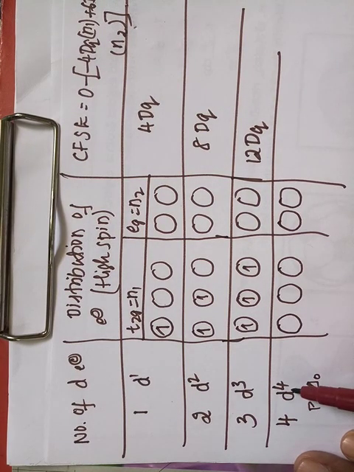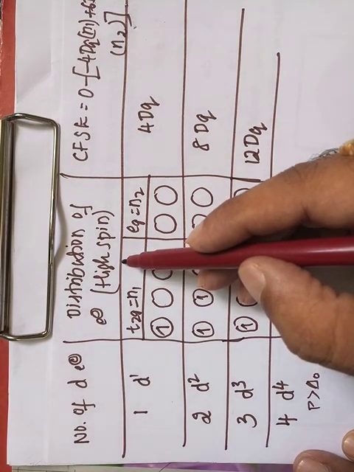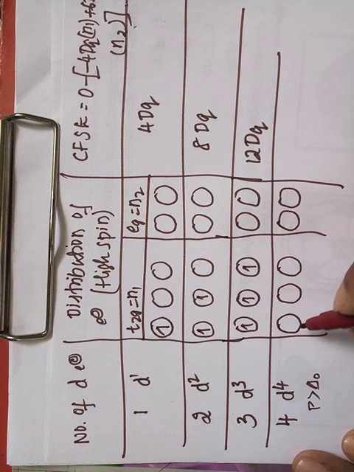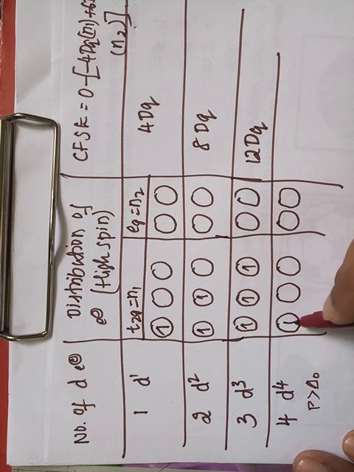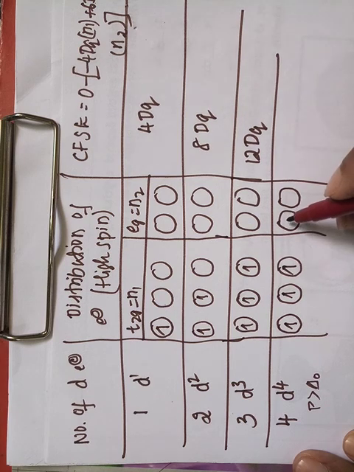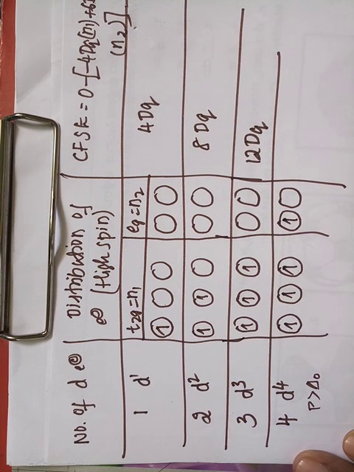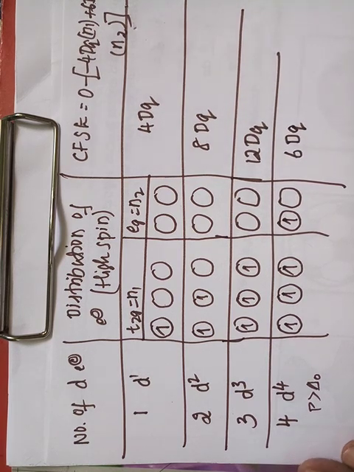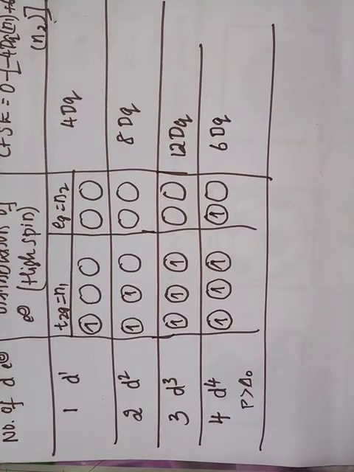There are 4 electrons in the d orbital, and this is a high spin complex. In a high spin complex, the pairing energy is greater than the splitting energy. Therefore, these 4 electrons will not get paired up because the pairing energy is more. Out of 4 electrons, 3 electrons will occupy the lower energy t2g orbitals and 1 electron will occupy the higher energy eg orbital. If you calculate the CFSE, you will get 6 Dq. Let us take one more example here.